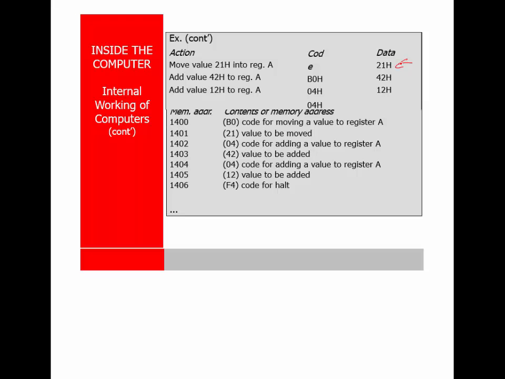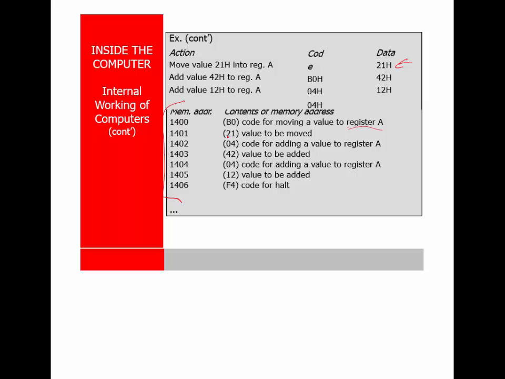And this is the way that it looks in memory. So this is our memory address, and this is our program right there. So we're going to place into that the code for moving a value into register A. It's going to be stored there as B0. That happens to be the code.